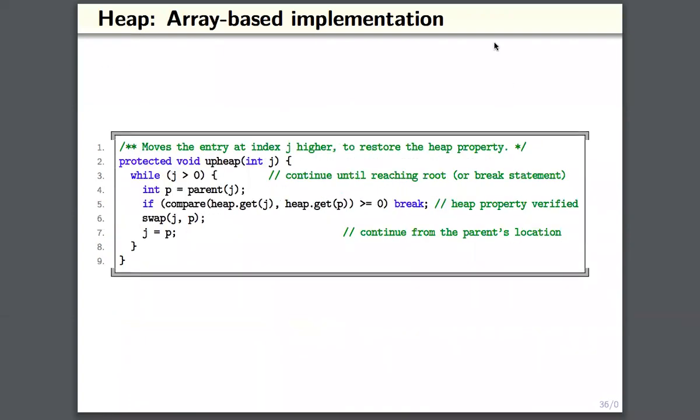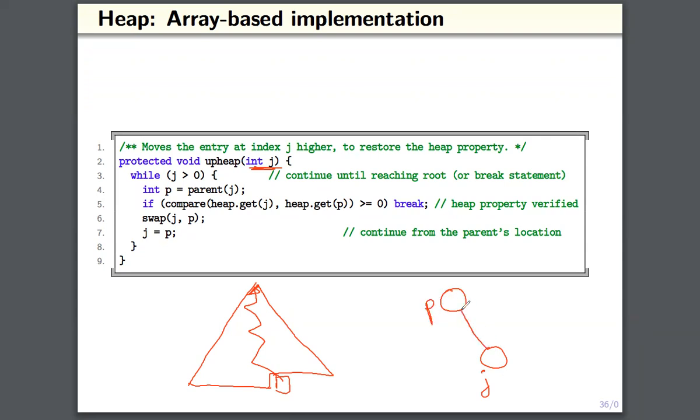Now let's see upheap bubble. As I already said, what is the meaning of upheap bubble? Let's try to understand that. So what do you do here? Upheap from index j, right? Suppose this is your index j, and suppose this is your parent of j, parent p. So what do we do here? We check if the key at j is smaller than the key at p.